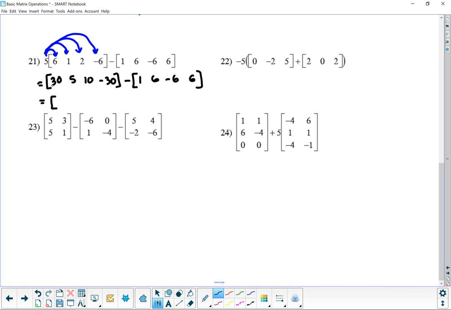Okay, so your answer, 30 minus 1 is 29. 5 minus 6 is negative 1. 10 minus negative 6 is 16. Negative 30 minus 6 is negative 36.